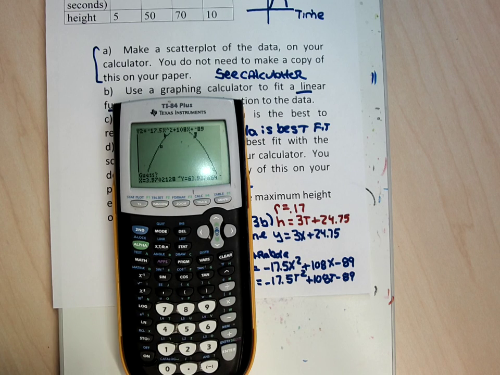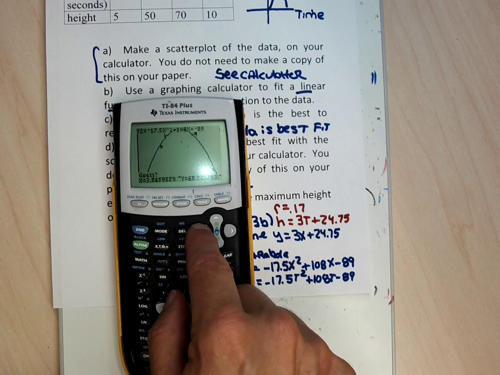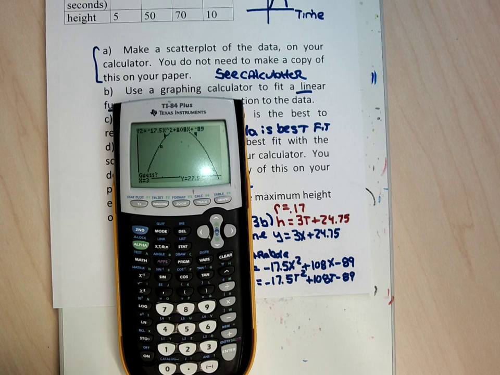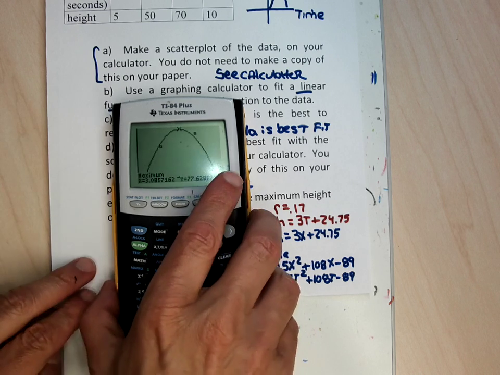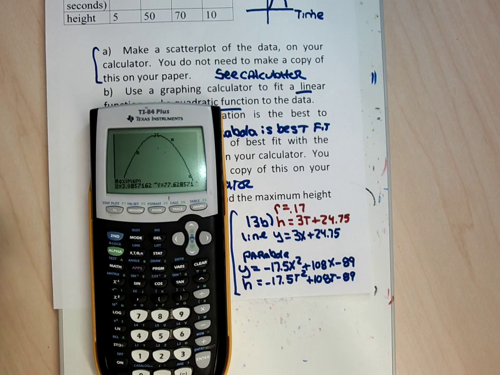Then my calculator says guess. I'm going to get as close as I can to the vertex. I can't really even see the vertex because the equation's messing it up. I get close to the vertex and hit enter. And my calculator tells me the vertex is 3.08, which means at 3.08 seconds or 3.09 seconds it reaches its maximum height. The y coordinate's the maximum height.